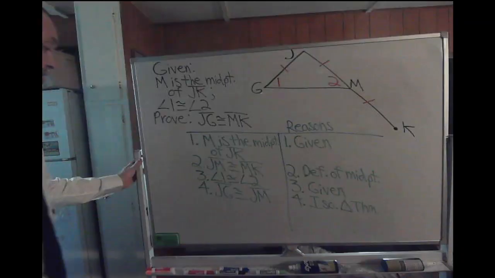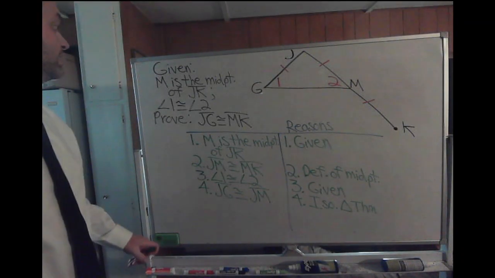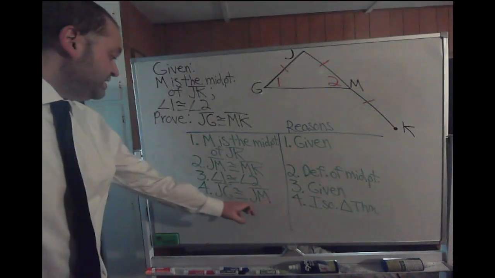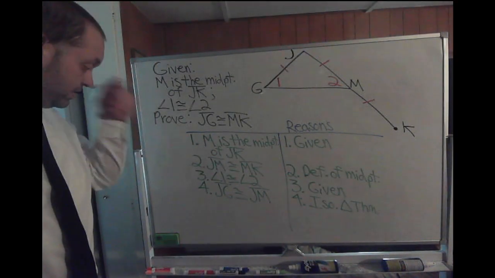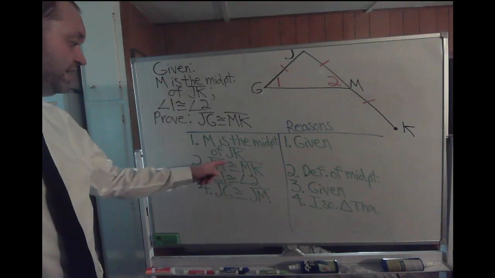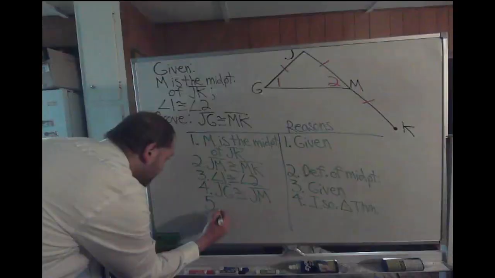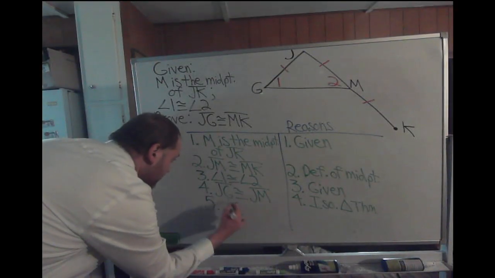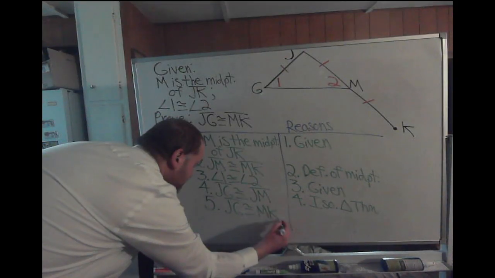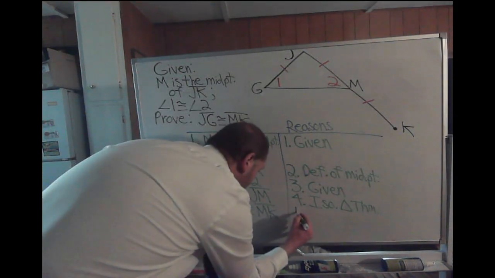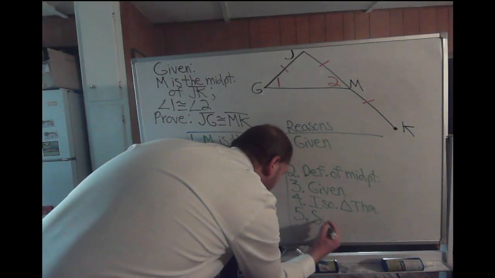Well, this is good. If JG is congruent to JM, that means all we have to do then is substitute JG in here in step 2. By substitution, you get that JG is congruent to MK. So, by the substitution property, we were able to prove that JG is congruent to MK.